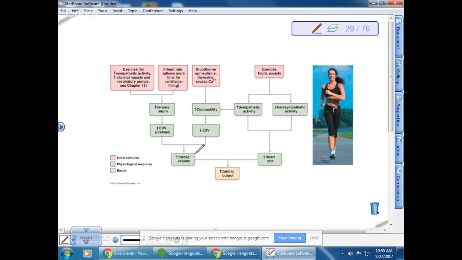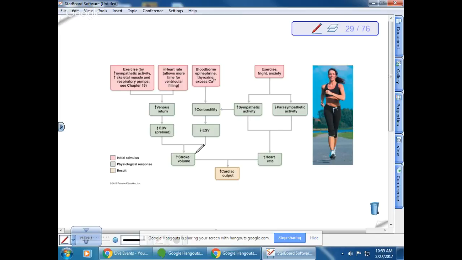The blood is going to return to the heart more readily, and so you're going to get a bigger preload. If you have epinephrine or norepinephrine in your body, or thyroxine, or excess calcium, this is going to increase the contractility of your heart, which is going to end up increasing your stroke volume, which is going to increase your cardiac output.